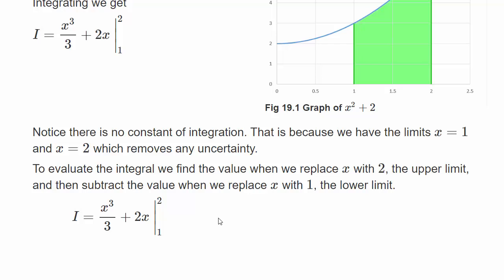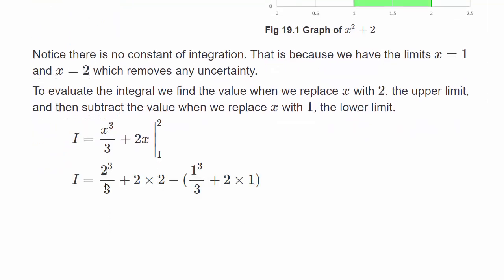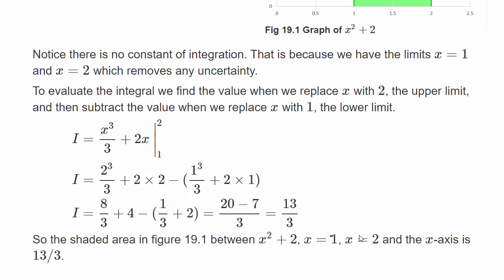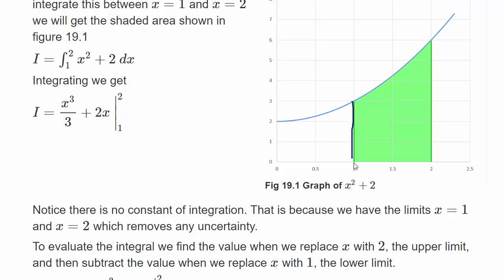So with x equal to 2, we get 2 cubed over 3 plus 2 times 2, and then we subtract from that 1 cubed over 3 plus 2 times 1. We now calculate the value to get 13 over 3. So the shaded area in figure 19.1 is equal to 13 over 3. This area here is equal to 13 over 3.